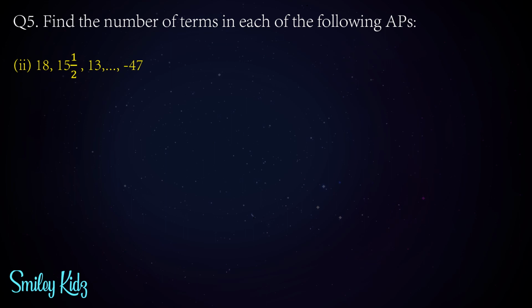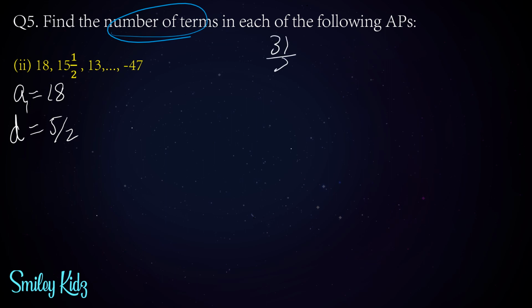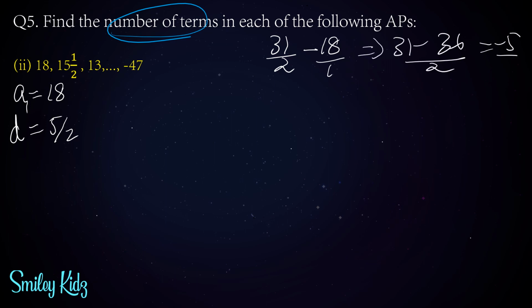Moving ahead, we have the same type of question again. We're going to find out the number of terms. So here A is equal to 18. The A1, the first term, is equal to 18. The common difference is equal to 5 upon 2. That's basically A2 minus A1. That's something we all know, right? That is 31 upon 2 minus 18 upon 1, which is 31 minus 36 upon 2, which is minus 5 upon 2. Alright, just making it more clear. We have D as minus 5 upon 2.